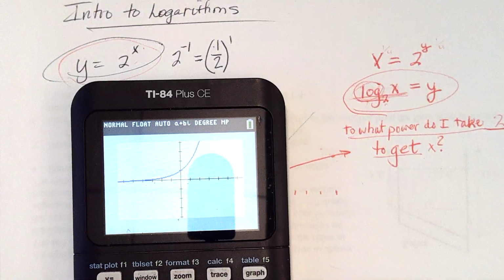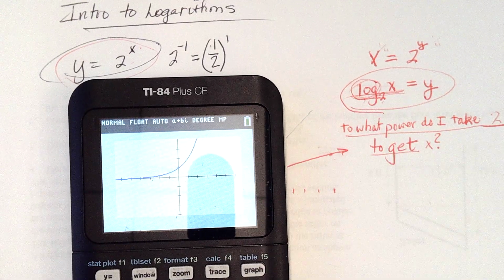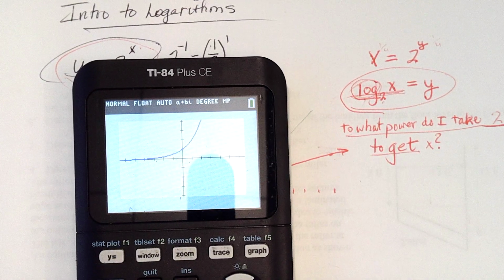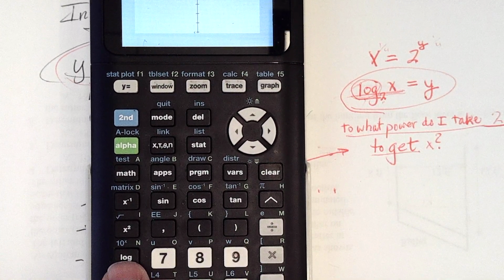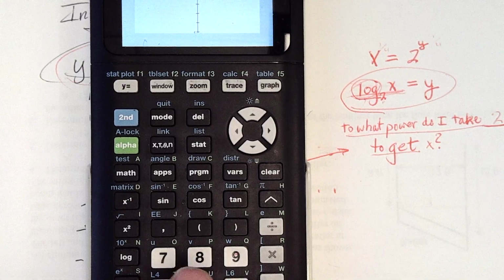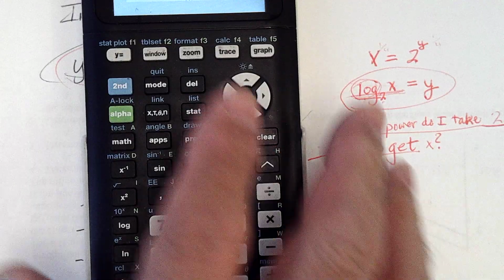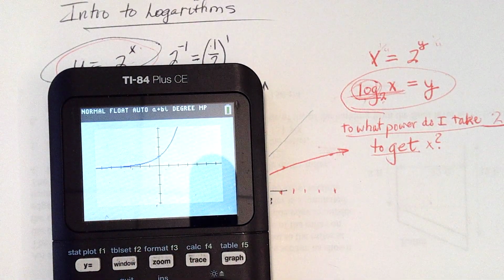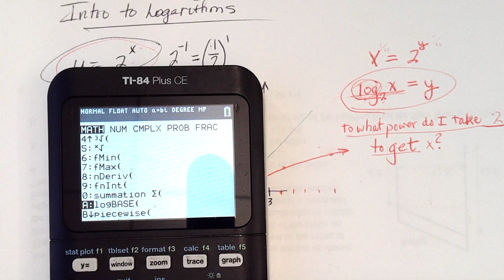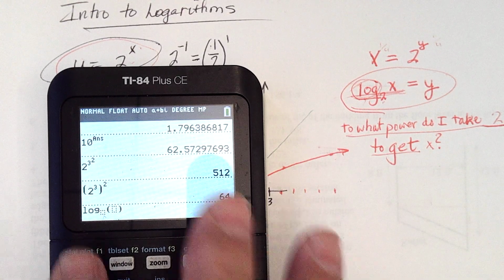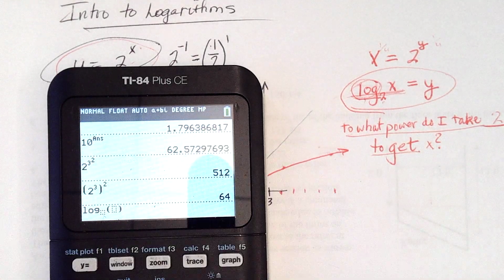Now, how do I type in log base 2 of x? On the calculator, there's a button called log, but that one's base 10. And there's ln, which is log base e. We don't want to use either one of those. In my math button, there happens to be a log base button, and on this calculator, it allows you to type in the base as 2 and x.